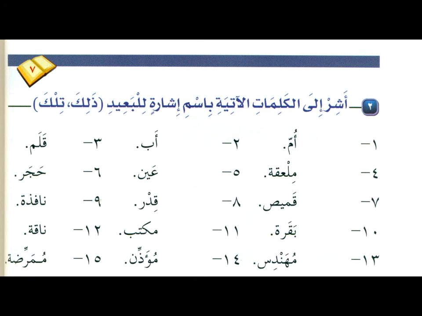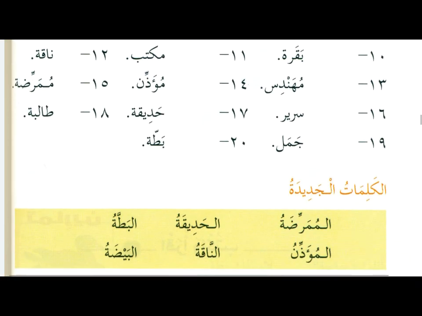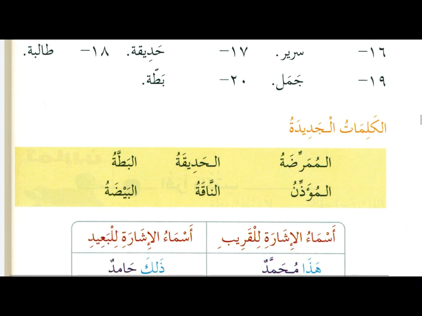He is asking: point to the following words using ism isharat lil ba'id. These two words, zalika and tilka, are known as ism isharat lil ba'id. So he is asking you to point to the following words using ism isharat lil ba'id. If the word is masculine, you will say zalika, like zalika ab, zalika qalam, zalika hajar, zalika qamis, zalika muazzin. But if the word is feminine, you will use tilka: tilka umm, tilka malaka, tilka ayn, tilka kidar, tilka baqara. In this way you will fill these blanks and you will upload it to Google Classroom as your homework.